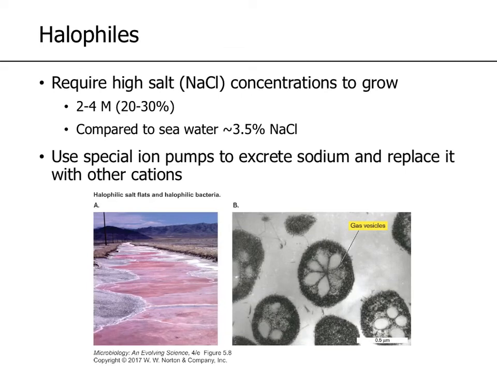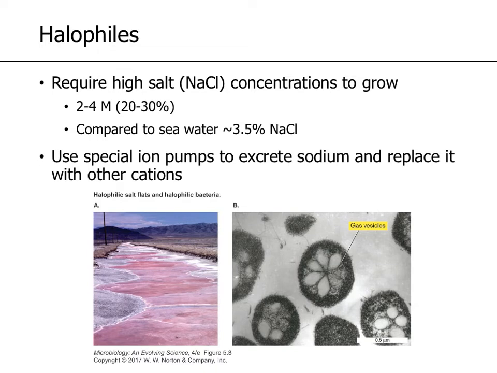All right, so what are the extremophiles that relate to osmolarity? So we have the halophiles. These ones require high salt concentrations to grow. So they grow in these 2 to 4 molar areas. So this is 20 to 30% salt, which is compared to, if you think about actual seawater, is only 3.5% salt. So that is a huge difference, right?